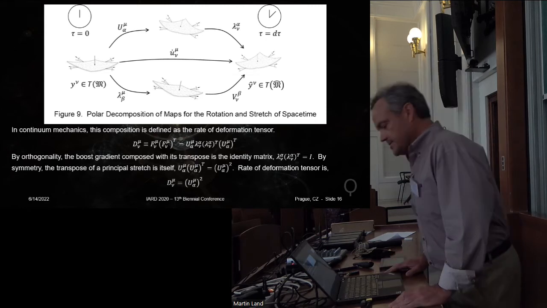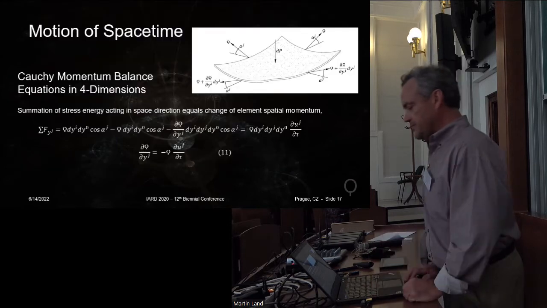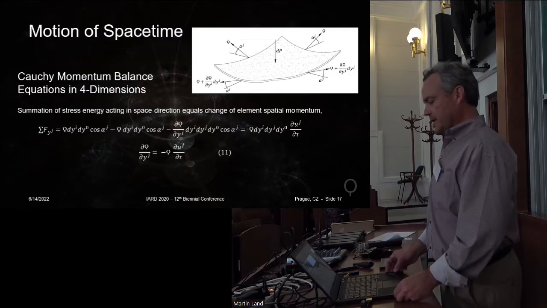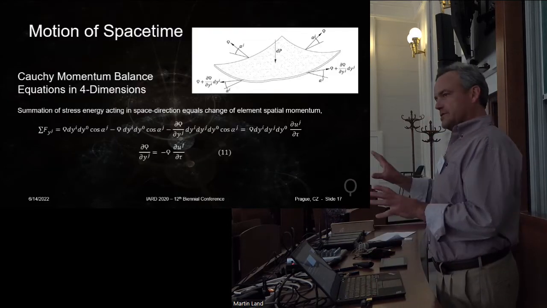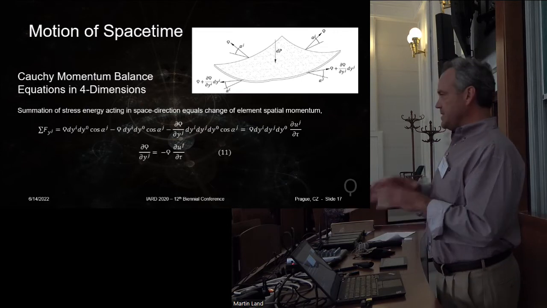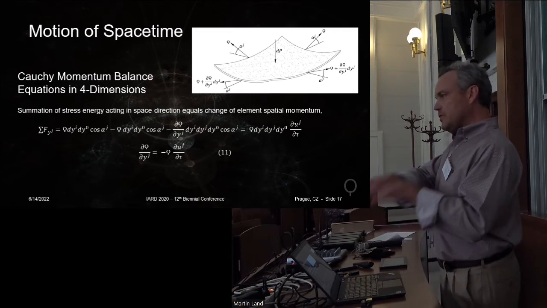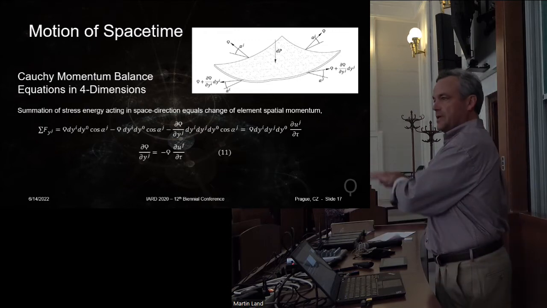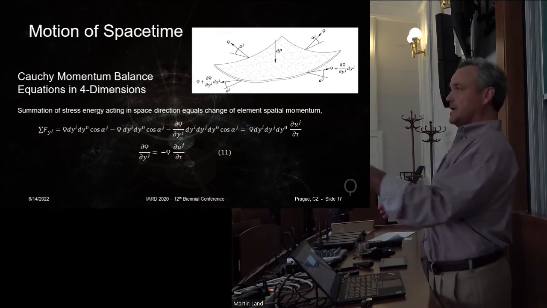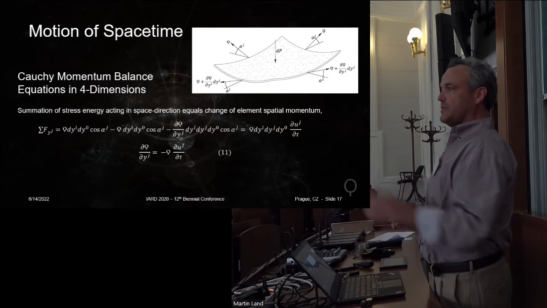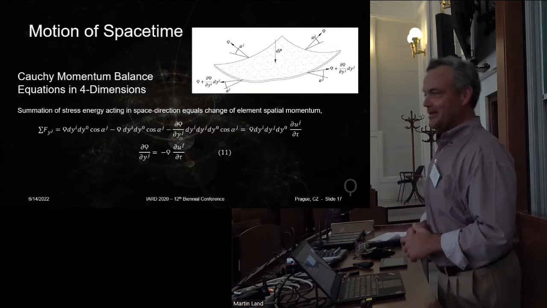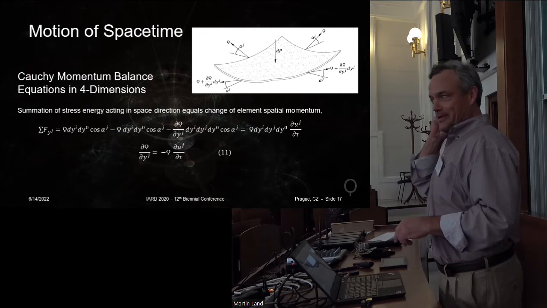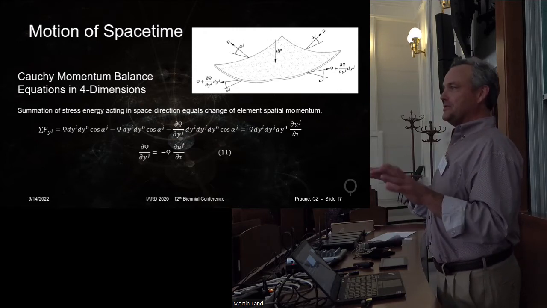All right, so how do we write these equations? At this point, it becomes really simple. The motion of spacetime, which is the boost gradient, is you consider the element being rigid, and it just moves from observation 1 to observation 2. And what we want to know is how it changes in momentum. So we apply the Cauchy. Am I saying it right? Is it Cauchy or Cauchy? Anyway, Cauchy, the brilliant French civil engineer and mathematician, right?